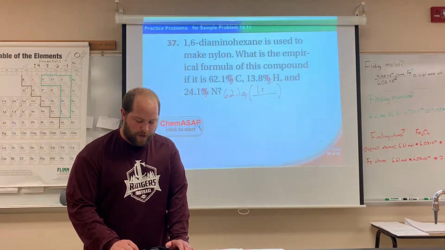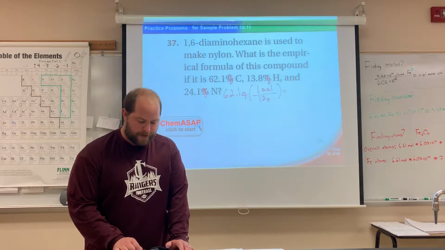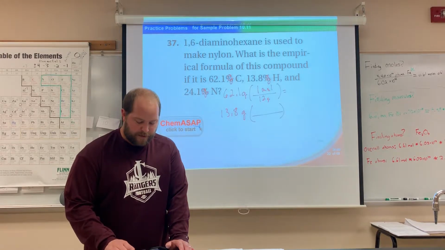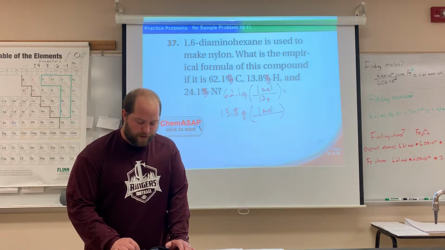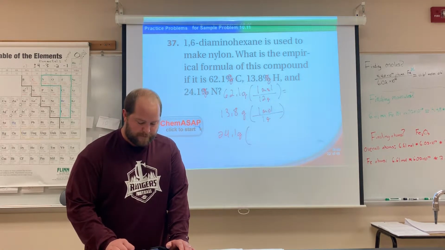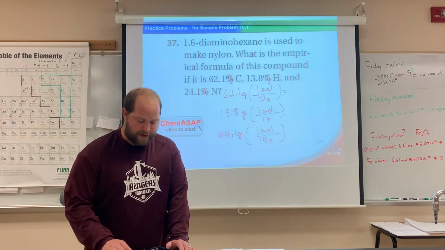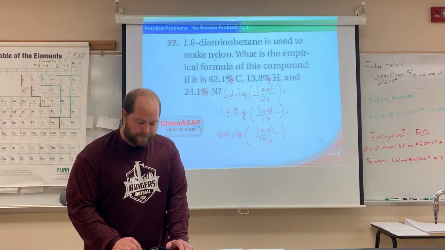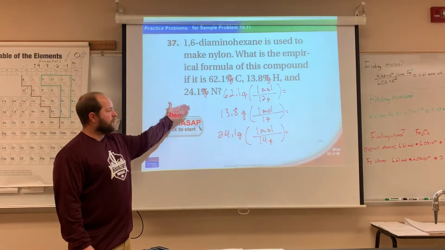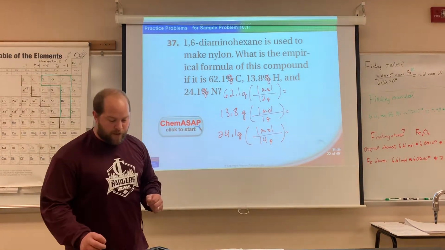So this would be 1 mole per 12 grams for the carbon. Then we're going to have 13.8 grams of hydrogen, 1 mole per 1 gram. And then we're going to have 24.1 grams of nitrogen, 1 mole per 14 grams. All right, so step 1, make your 100 gram sample. Step 2, convert all of those to the moles.